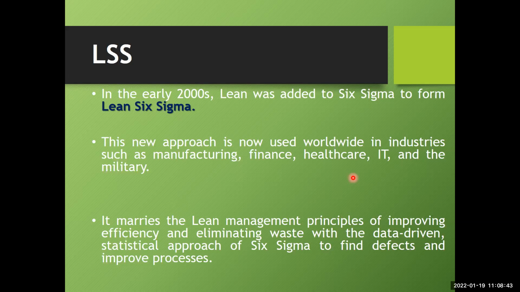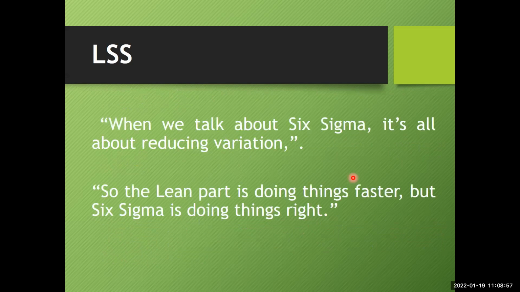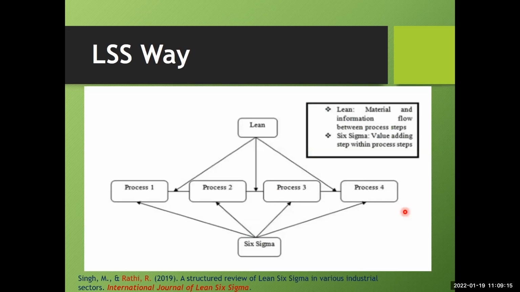And without adopting continuous improvement strategies, we can never achieve the goal of ultimate sustainability. When we talk about Six Sigma, it is all about reducing variation. The Lean part is doing things faster, but Six Sigma is doing things right. If we combine these two, doing things faster and right, obviously we achieve a good sustainable practice.